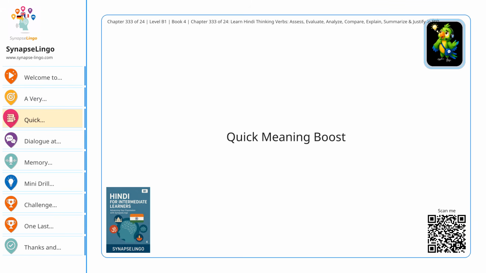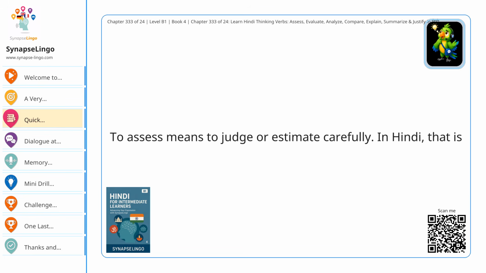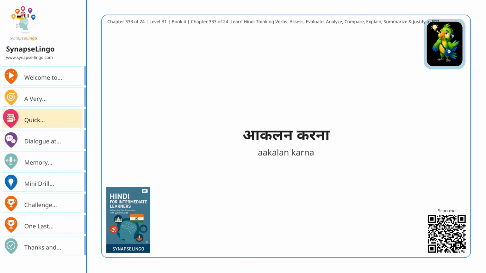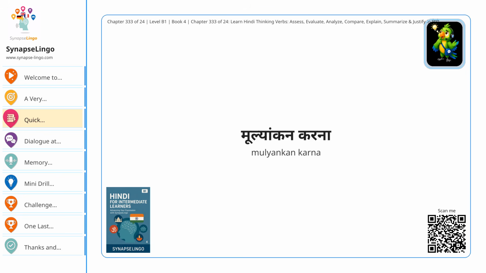Quick meaning boost. Now let's make each word crystal clear. Keep listening and repeat after me if you want. To assess means to judge or estimate carefully. In Hindi, that is आकलन करना. Example: We need to आकलन करना the risk. To evaluate means to judge quality, value, or result. In Hindi, मूल्यांकन करना. Example: Teachers मूल्यांकन करना student work.